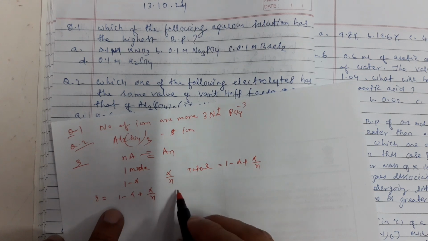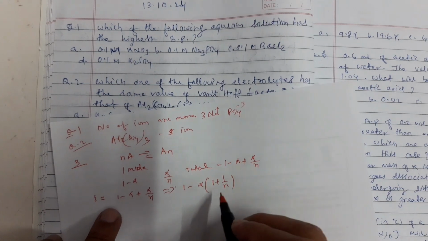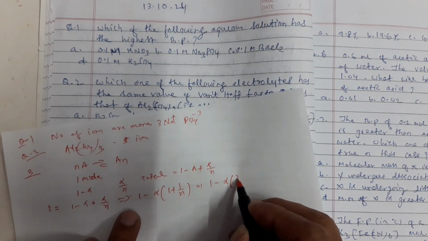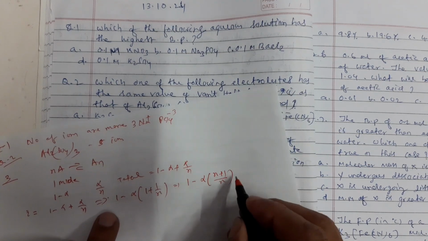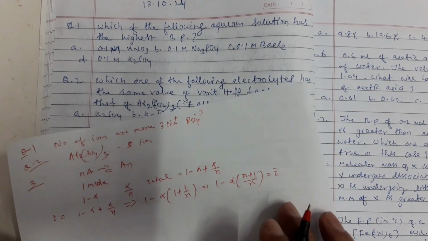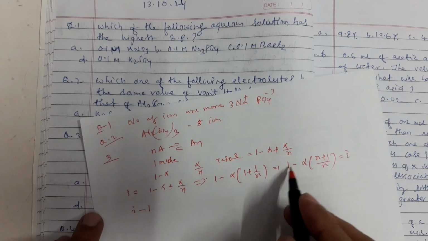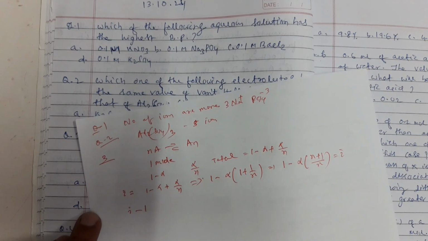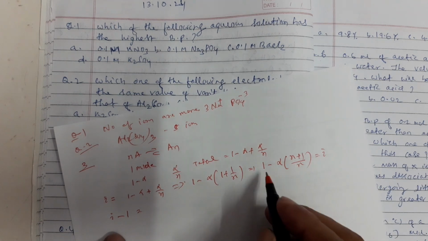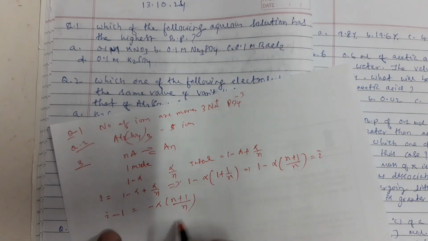So this implies 1 minus alpha, taking alpha common, times (1 minus 1 by n), and this is equal to i. Now our duty is to take 1 to the other side: i minus 1 is equal to minus alpha times (n minus 1) by n.